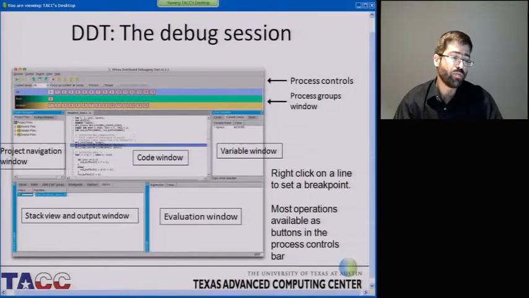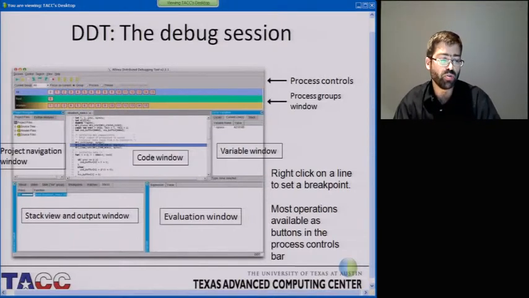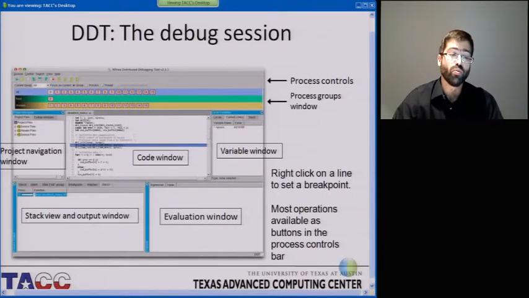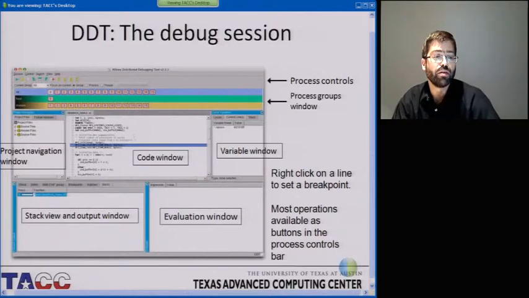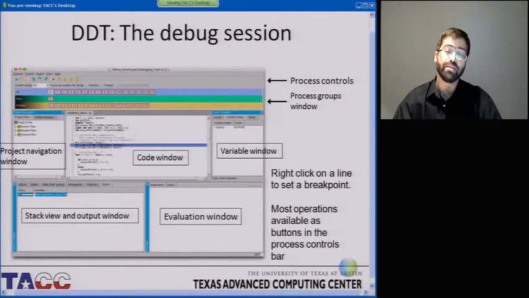On the bottom part of the screen, you have a stack view and output window, and this is very important once you start your debugging session because this is where you would get information about any output that your code normally puts in the standard output or standard error, and also what's the current stack information when you stop the code. It will tell you where each of the different tasks or threads are. And then you have an evaluation window where you can actually add different variables or expressions to evaluate while you're doing a pause part of the debug session. So I'm going to now go into a bit more detail in each of these sections.